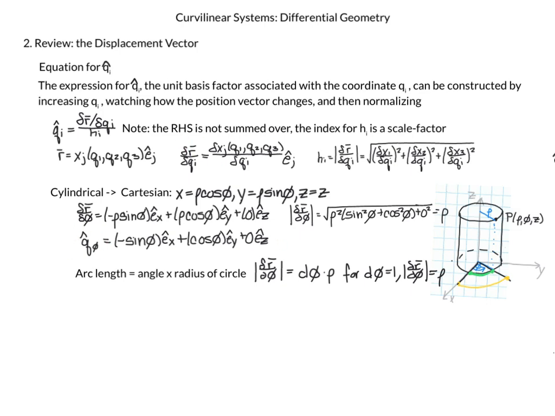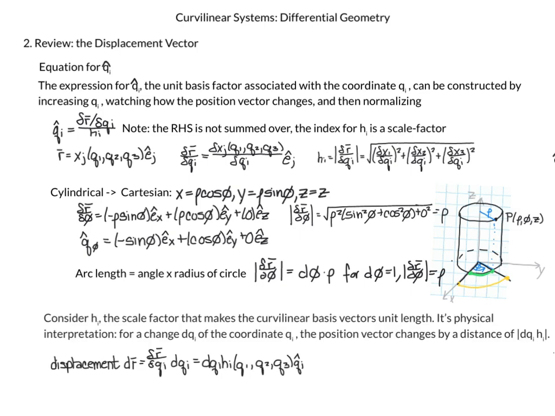And this is the general equation for any system. It could apply to spherical or any other curvilinear system. And then finally, in our last video, we took another look at h of i, the scale factor that makes our curvilinear basis vectors unit length. It also has a physical interpretation.